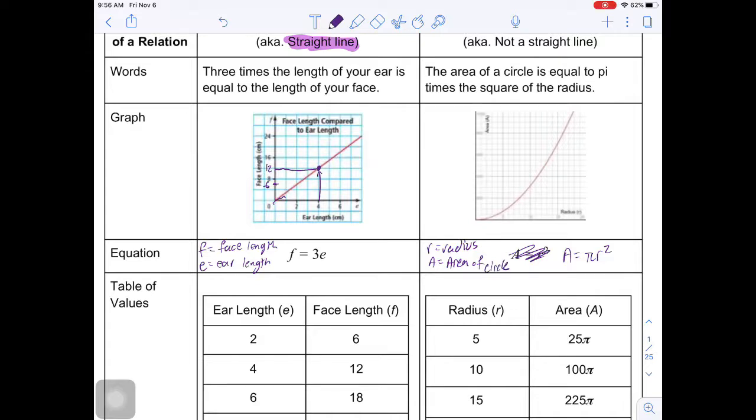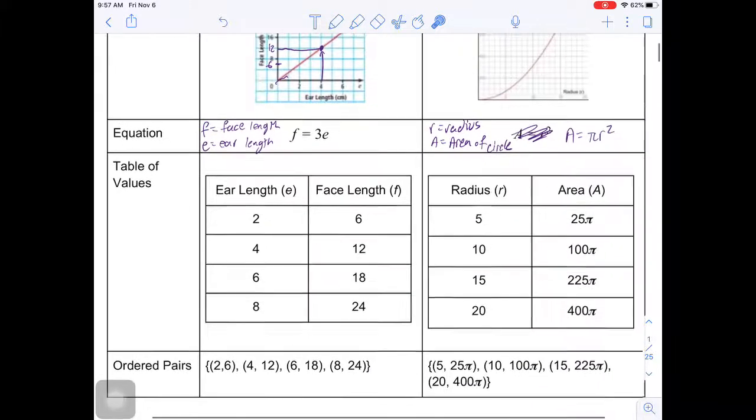Okay, so you can see that we've not only been able to relate things in words, we used a graph to show, and this equation is actually related to this graph. This equation is related to this graph. Now we can put a table of values.